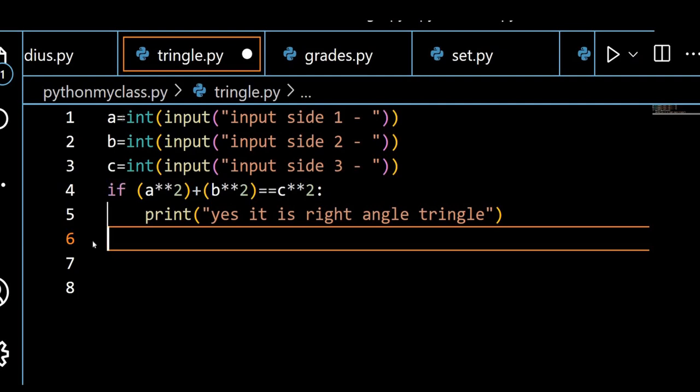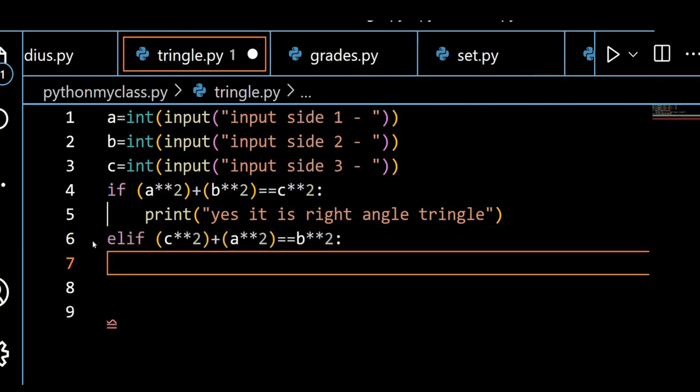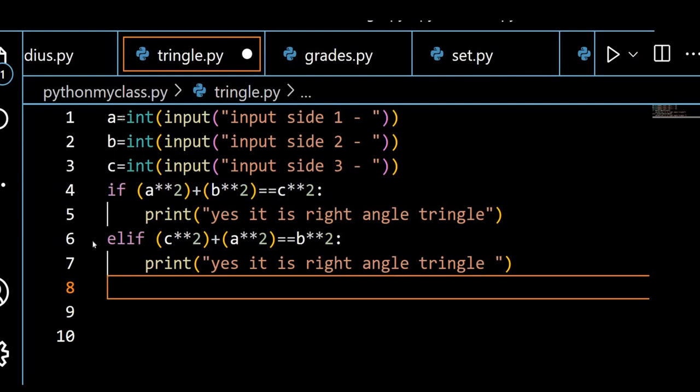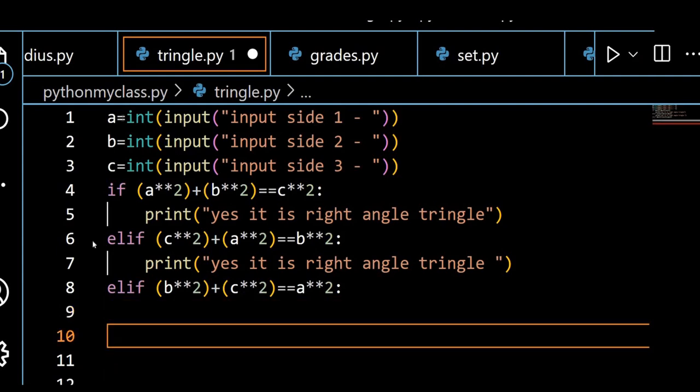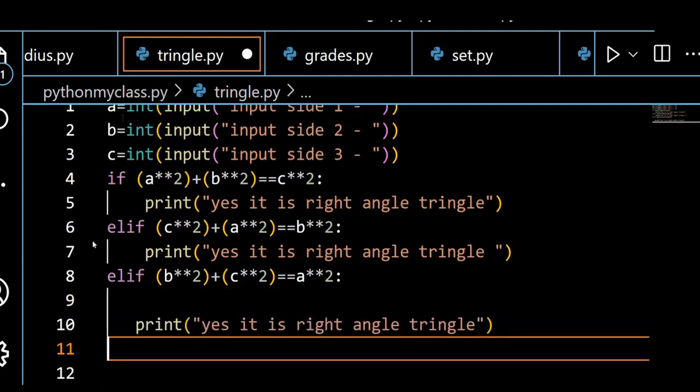Next, I have taken the second condition, which says if c square plus a square is equal to b square, again we'll say yes, it is a right angle triangle. And in the last condition, if b square plus c square is equal to a square, then we'll again print yes, it is a right angle triangle. If you have noticed, I have written equal to twice, because one equal to is the assignment operator, and two equal to in Python is used as the comparison operator.